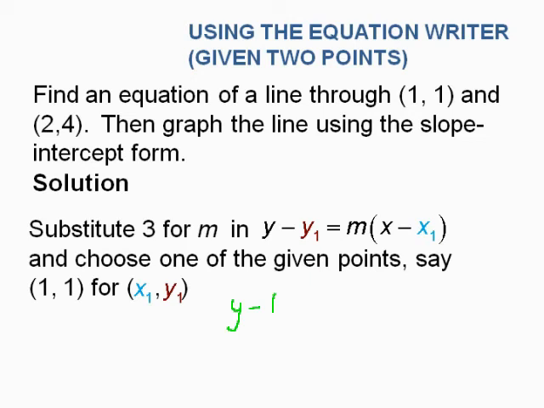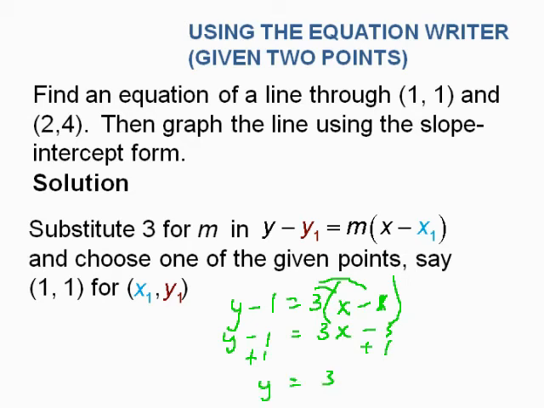So y minus y1 would be y minus 1 equals 3 times x minus x1, which is x minus 1 here. Distribute the 3 through. y minus 1 equals 3x minus 3. And solving for y, getting y by itself by adding 1, we're going to get y equals 3x minus 2. Now, if I plug 1 in for x here, will y come out to be 1? It checks. If I plug the other point in, if I plug 2 in for x, does y come out to be 4? Yes. I'm feeling good about things.